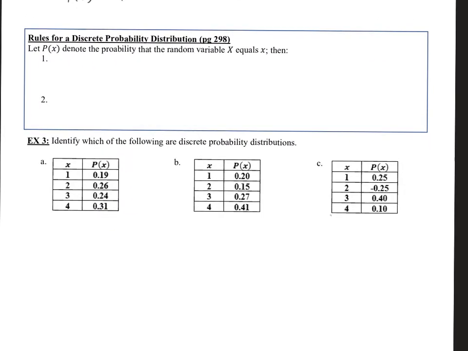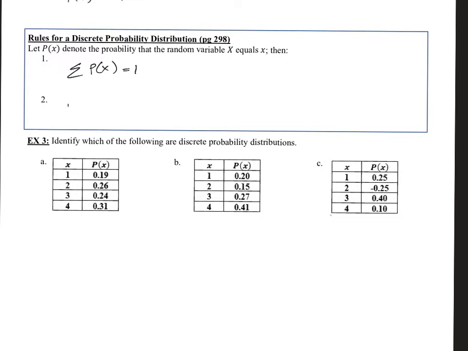Now let's see, rules for a discrete probability distribution. Let p of x denote the probability that the random variable X equals x. Then we have the following. The sum of all the probabilities should equal 1. This is something we have seen before.